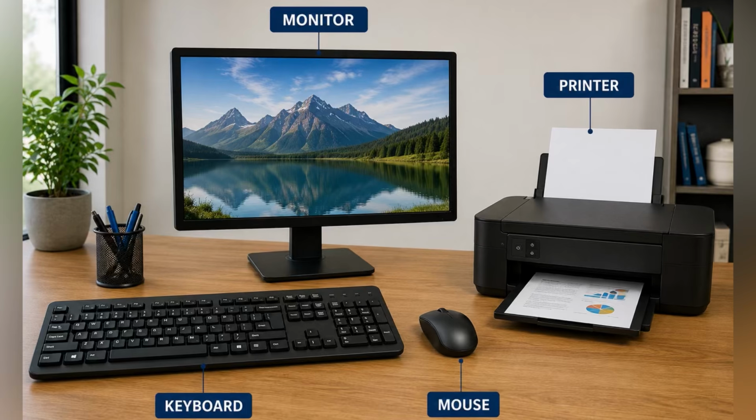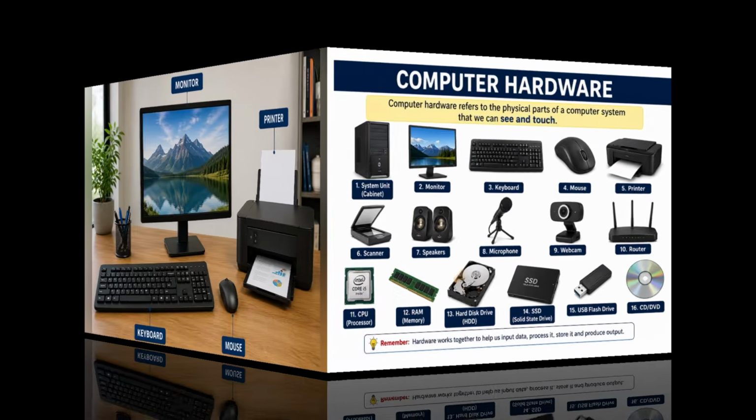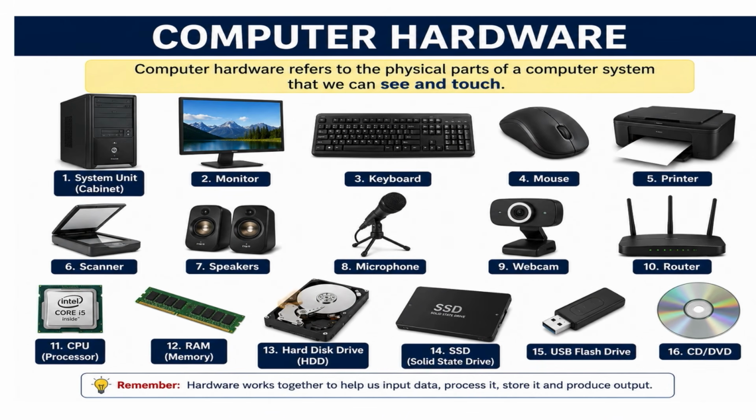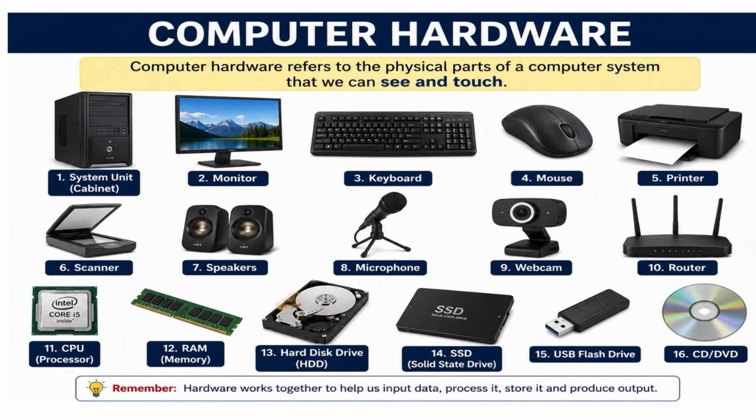Now that we understand what computer hardware is, let's look at some examples. Take a moment and look at the pictures on the screen. I have a simple question for you. How many of these devices have you used before? I'm sure most of you have used a keyboard, a mouse, or a monitor. Some of you may even have a printer at work or at home. These are all examples of computer hardware because they are physical devices that we can see and touch.